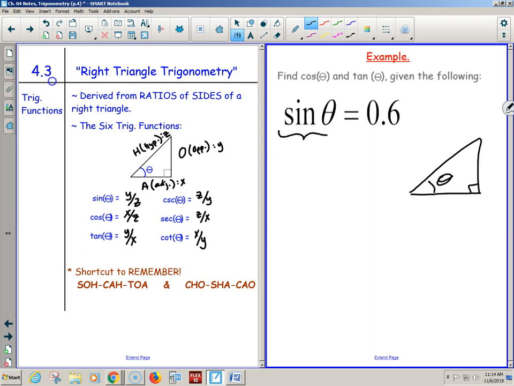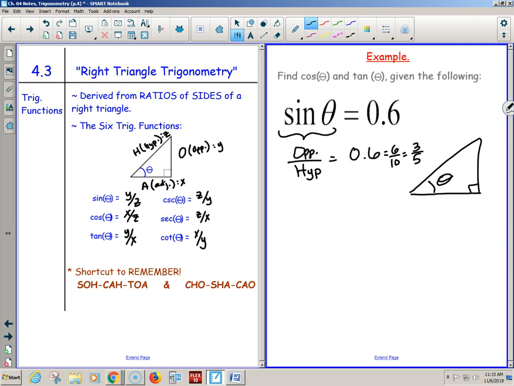Sine is opposite over hypotenuse. Where is 0.6? Where could that have come from? 6 over 10. Where else could that have come from? 2 over 3? Not 2 over 3, 2 over 5? Not 2 over 5. 3 over 5. There you go.